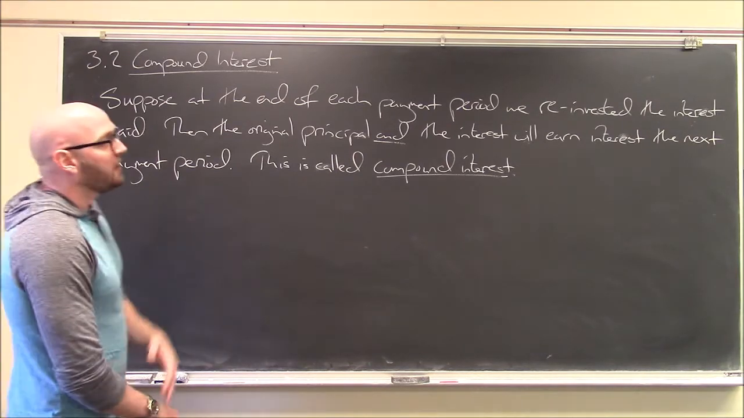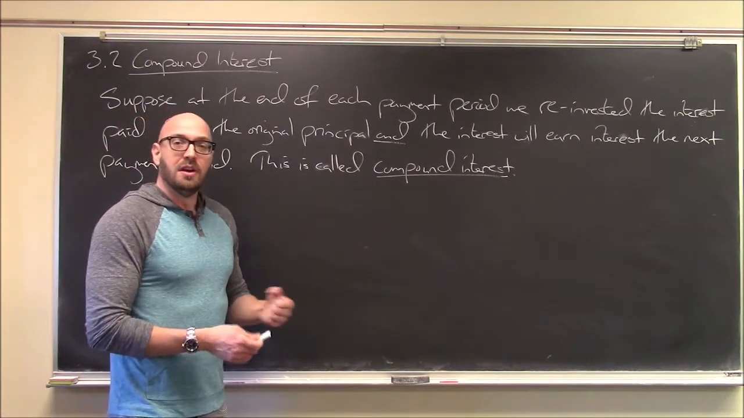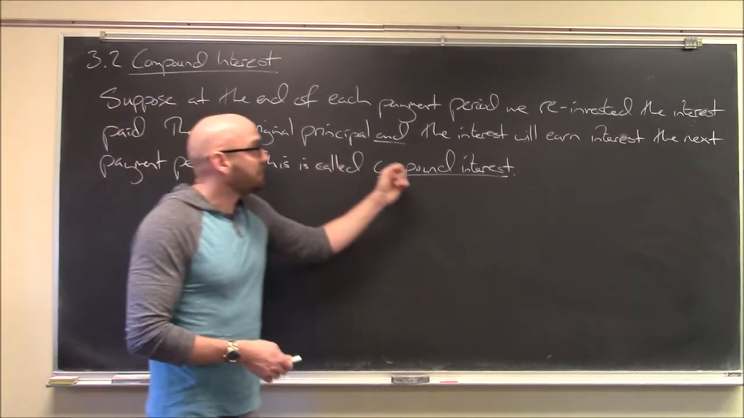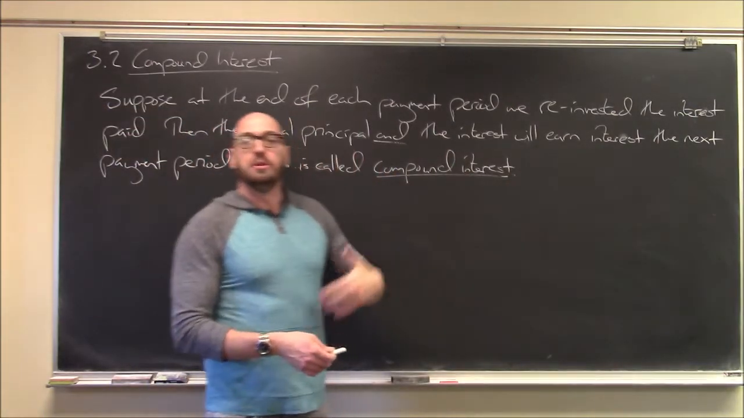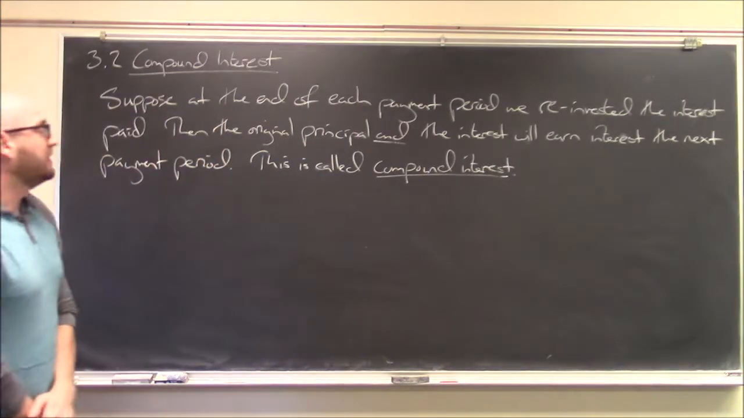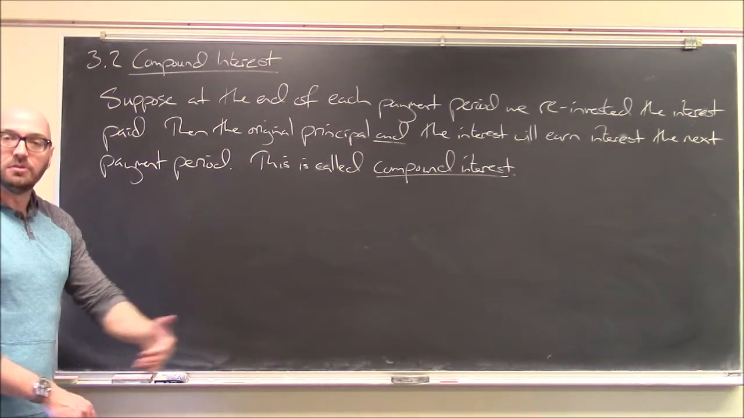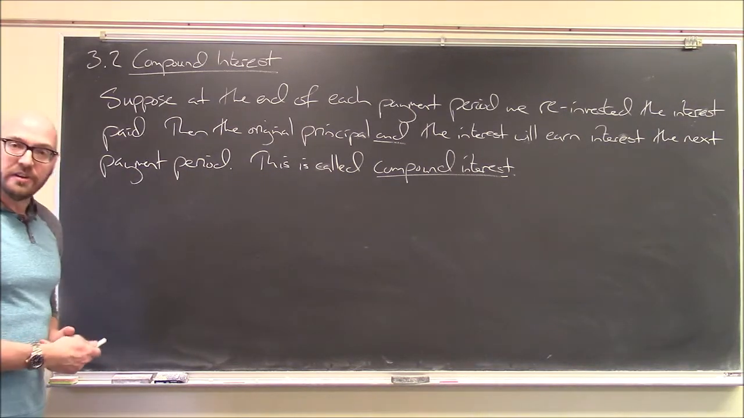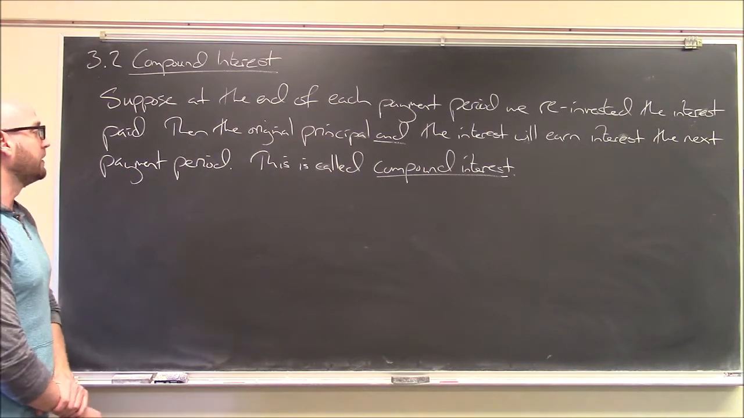We reinvest the interest for the next payment period. So the next time we earn interest on the next payment period, we're not going to earn interest on just the original principal, we're going to earn interest on the original principal and the interest that we just reinvested. So this is the concept of compound interest. You're earning interest, you're reinvesting it, and then the next time you earn interest, you're going to earn even more. It's compounding on each other.